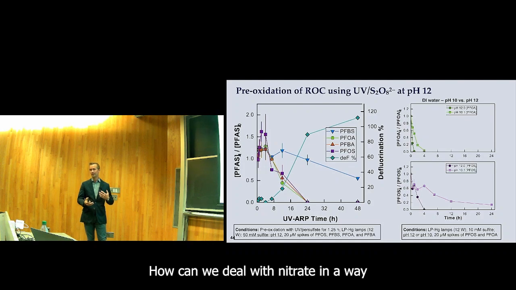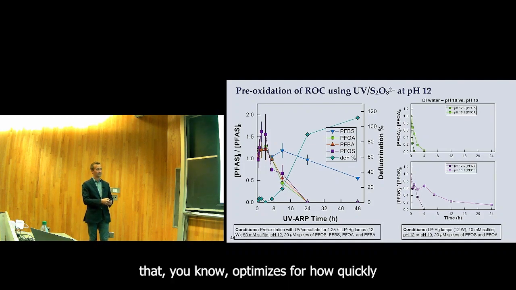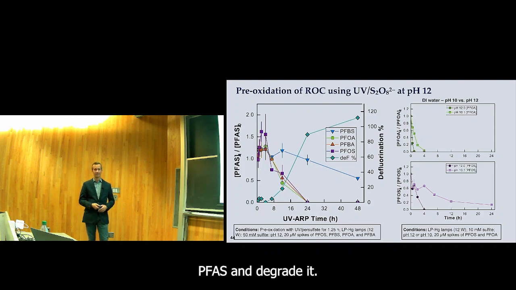How can we deal with nitrate in a way that optimizes how quickly the aqueous electron can get to the PFAS and degrade it?